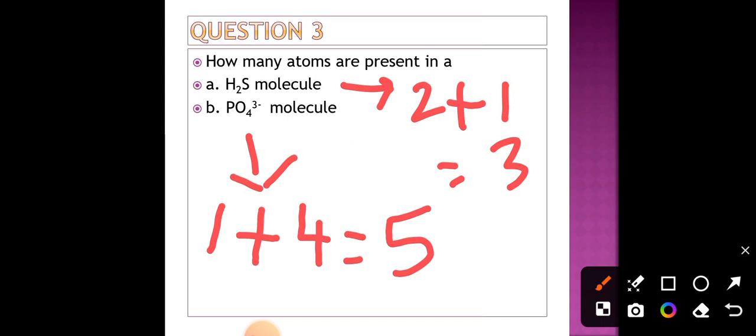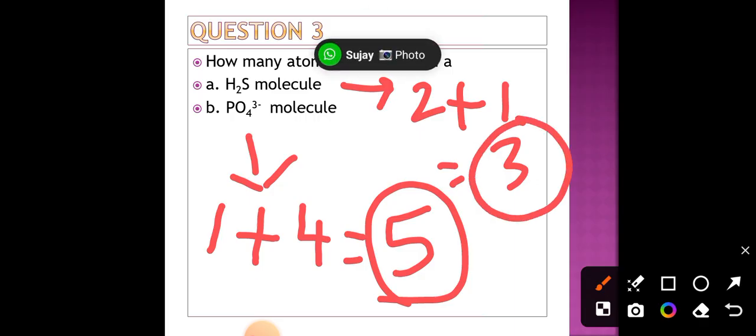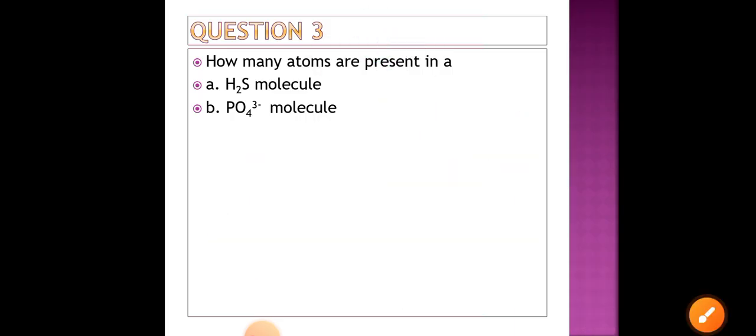So charge you're not considering, students. Atomicity means, what's the definition? Total number of atoms that constitute a molecule is called atomicity. So we are just focusing on the number of atoms and not on the ionic charge present on them. So according to this, PO4 3 minus will be having how many atoms? 5 atoms. And H2S will be having 3 atoms. Now next question.